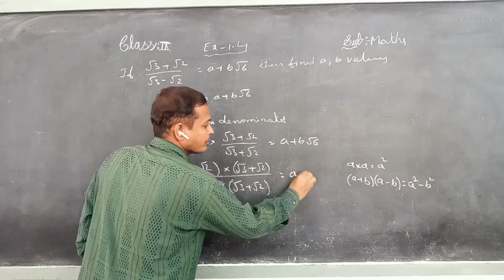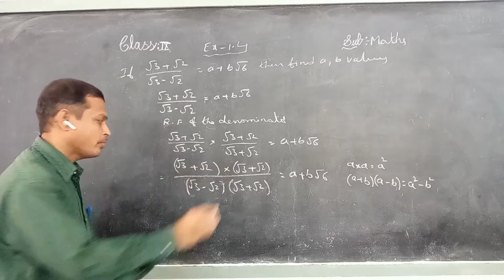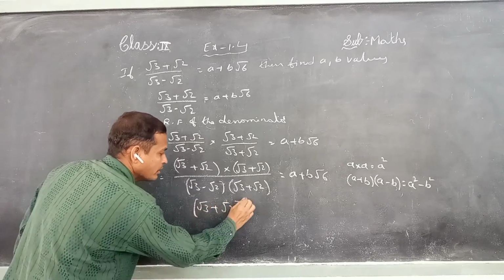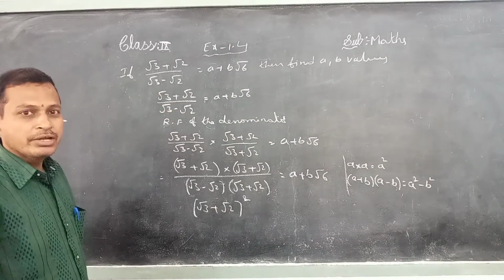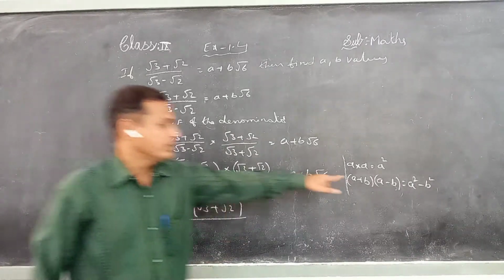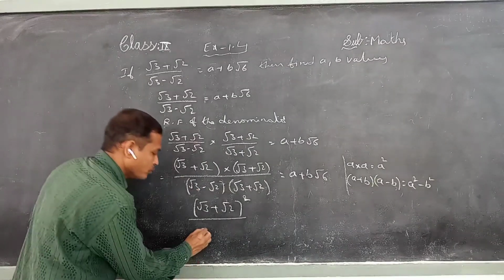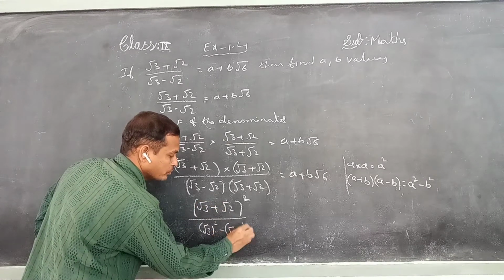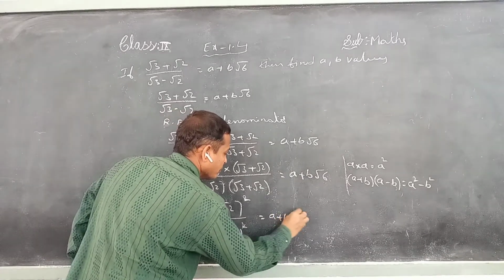Okay, children? A plus b root 6. Okay. Next, a into a. What is the formula now, children? A square. A square means root 3 plus root 2 whole square. So this is in the form of a into a, which is a square, divided by a minus b into a plus b. So we convert it using the formula, a square minus b square, where the a value is root 3 and the b value is root 2, whole square. So cancel, children. That is equal to a plus b root 6.